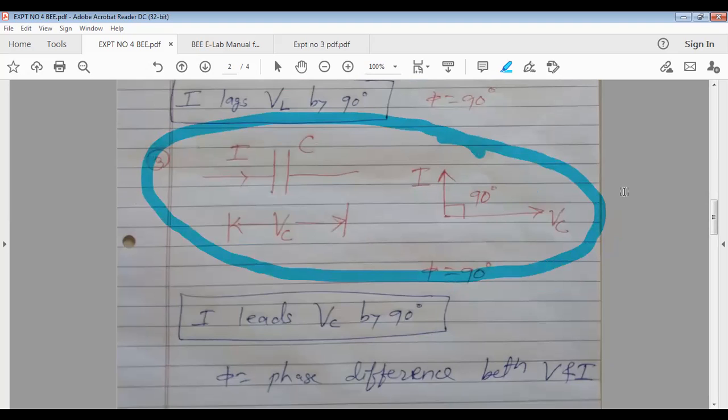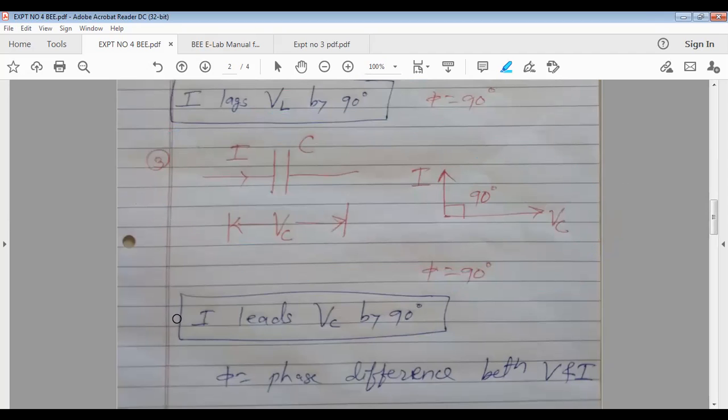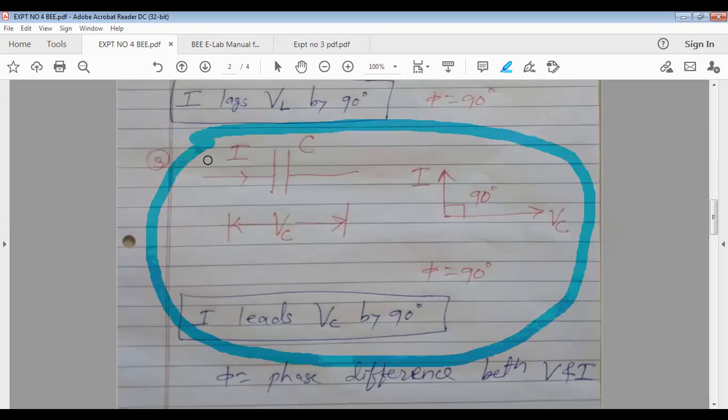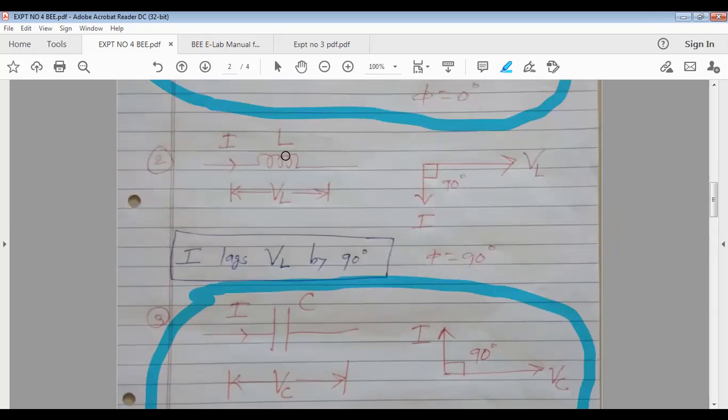Yes, ma'am, you can say it like that also: voltage lags current by 90 degrees. And the reverse is the case in an inductor. Whatever is the case in a capacitor, current leads voltage by 90 degrees. The reverse is the case for an inductor: current lags voltage by 90 degrees.